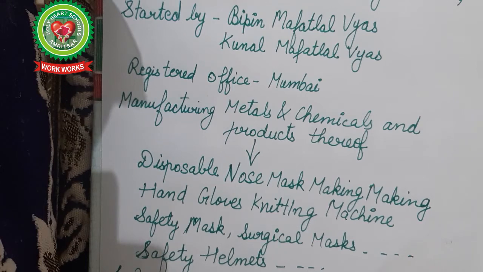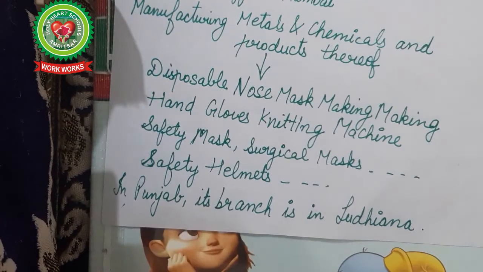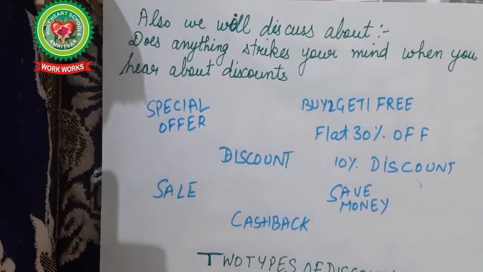So what is this? They are helping during this pandemic because they are suppliers of such products. In Punjab, we also have a branch of Shri Sai Industries. It is located in Ludhiana. So in Ludhiana, we have one group of Shri Sai Industries producing the same masks as they are produced at headquarters. Now, we will discuss the different elements related to this industry.